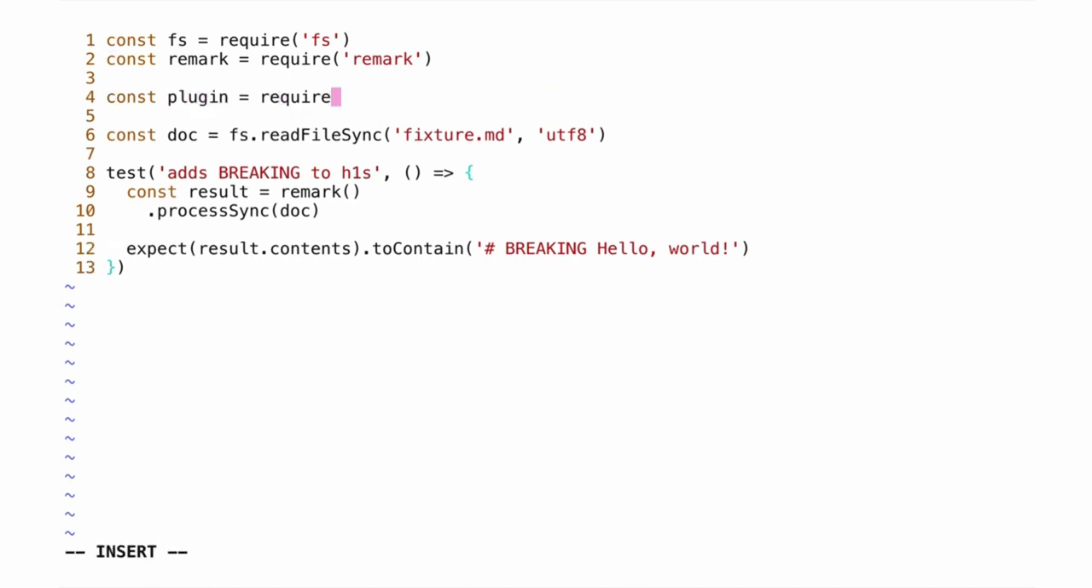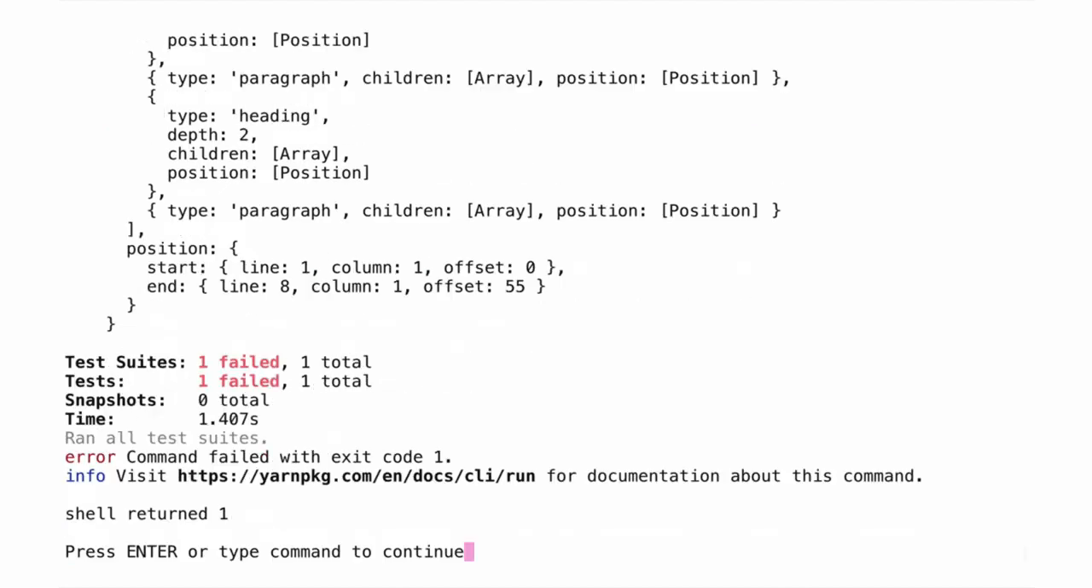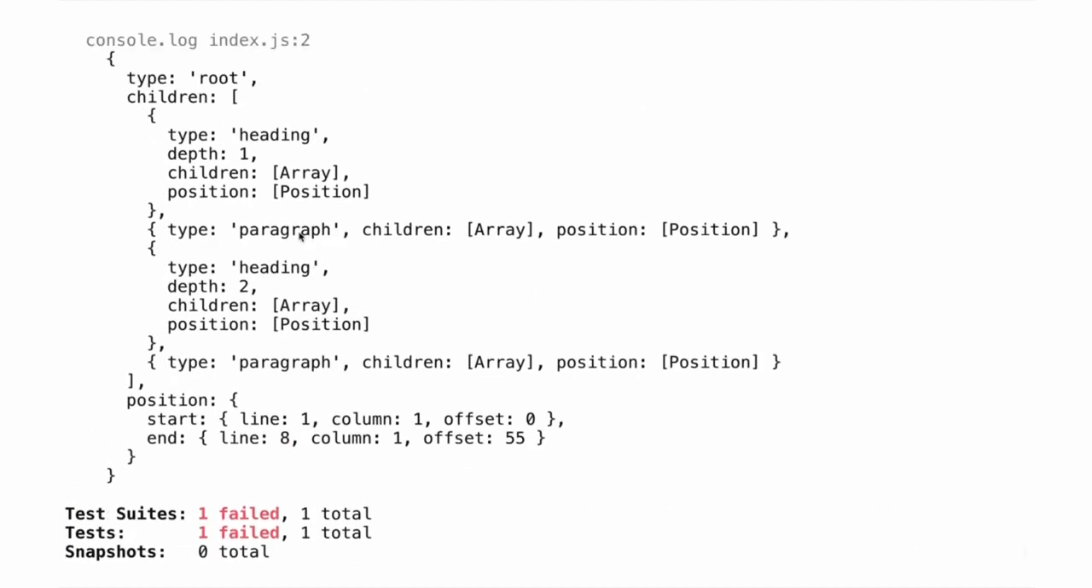So we can require it, and then call use and pass it to plugin function. We're now ready to run our tests. As we see, we've logged out the AST structure. There's a root, that's the main part of the document, heading 1 of depth 1, which means our H1, our paragraph, our heading 2, and of course the last paragraph.